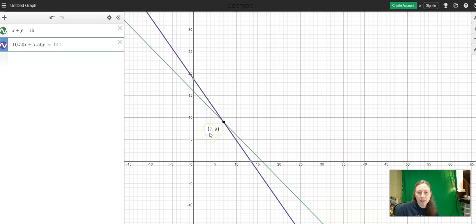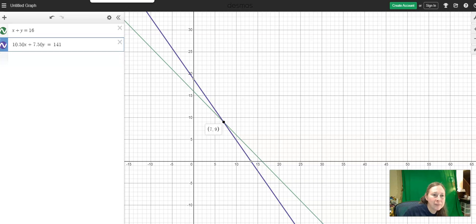That is 7 adult tickets, 9 child tickets. 7 plus 9 does equal 16. And if I do 7 times 10.50, I believe it, I'm just checking. 7 times 10.5 is 73.5. And then 7.50 times 9 is 67.5. So adding those two up together will get you $141.